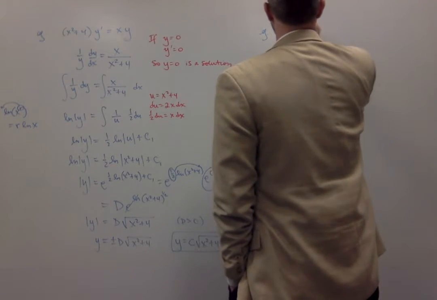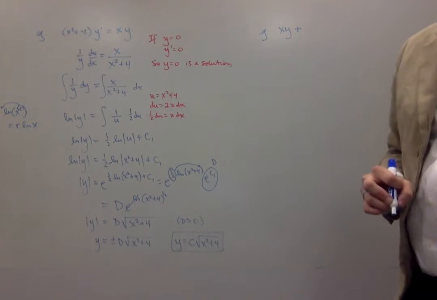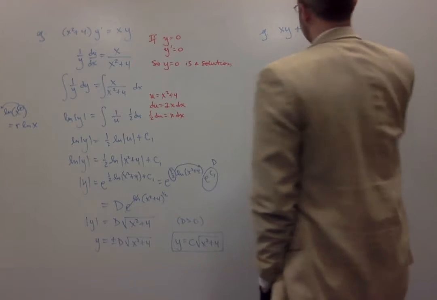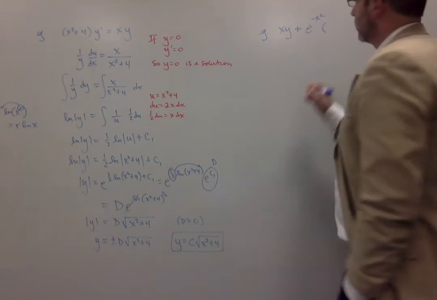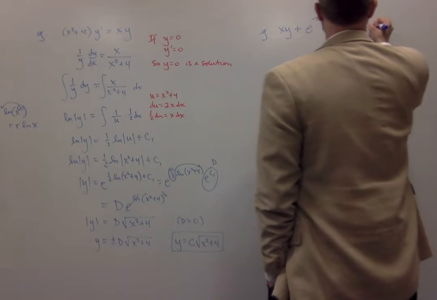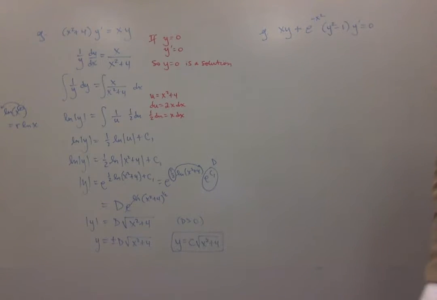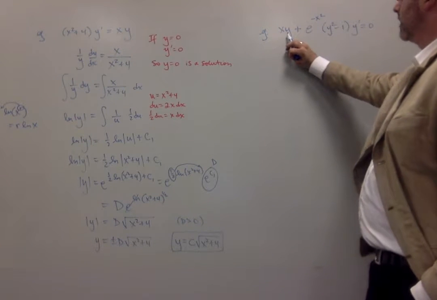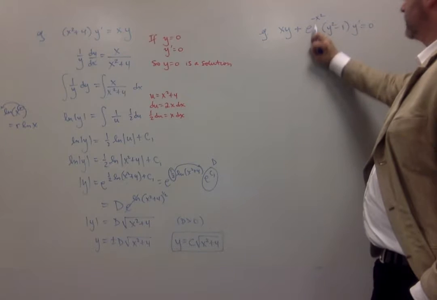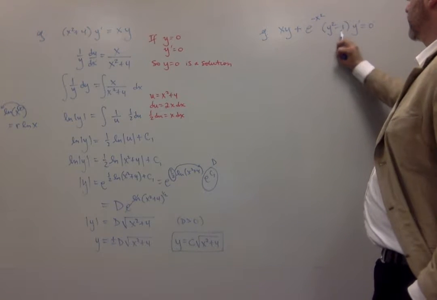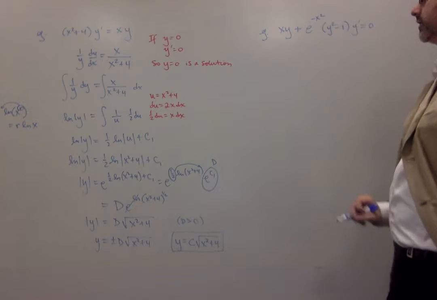xy plus e to the negative x squared times (y squared minus 1) times y prime equals 0. Okay? Let me read it again. xy plus e to the negative x squared times (y squared minus 1) times y prime equals 0.